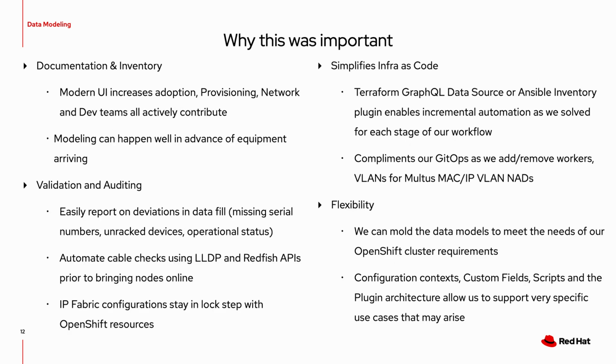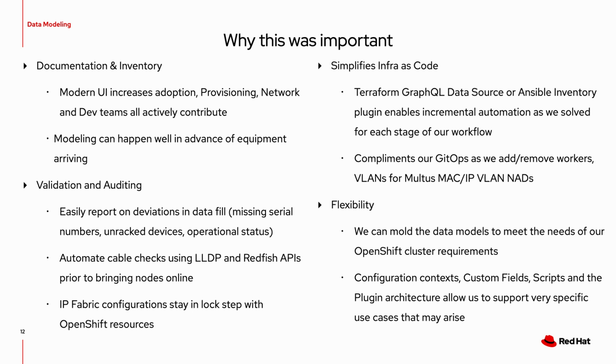So why is this important? Well, the hot rage is source of truth, but ultimately we need documentation and inventory on what we're putting in for OpenShift. The UI is really helpful for us to get everybody on board. If the UI is usable, everybody wants to use it. Validating and auditing, we can run reports here. All of our cable checks, we can do our intent of where the cable is connected to a server. We can verify that through Redfish APIs to say, do the two align? We can fix cabling problems before they become operational problems.